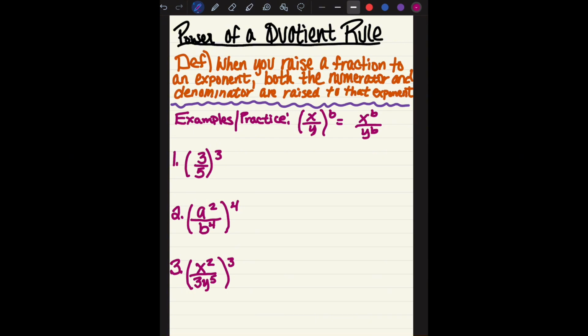Okay, so now let's look at number one. We've got 3/5 raised to the third power, or 3/5 cubed. First we're going to distribute the 3. So it's going to be 3 cubed over 5 cubed. So 3 cubed, that'd be 3 times 3 times 3. And 5 cubed is 5 times 5 times 5.